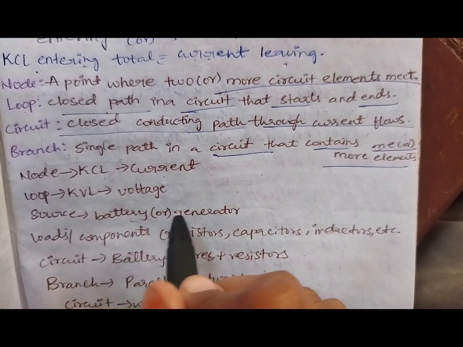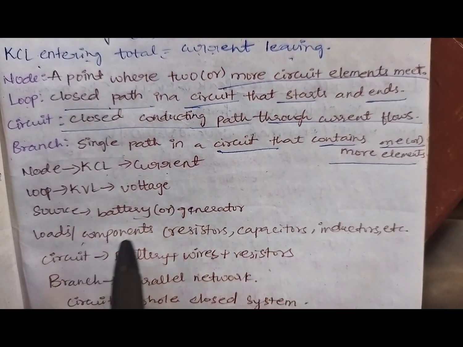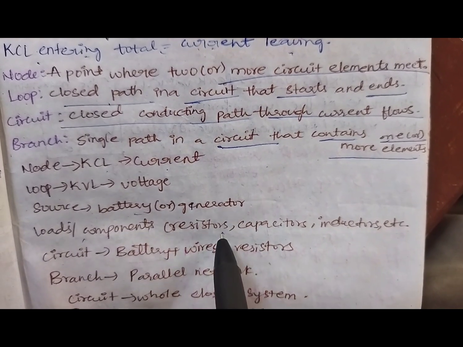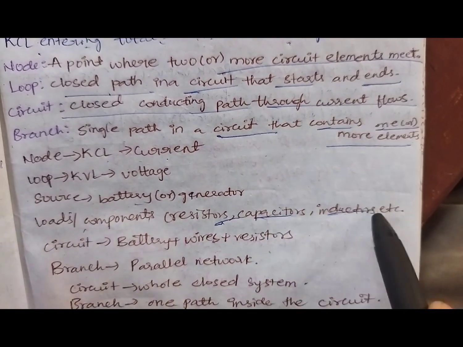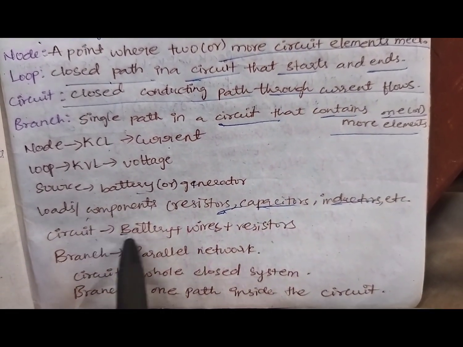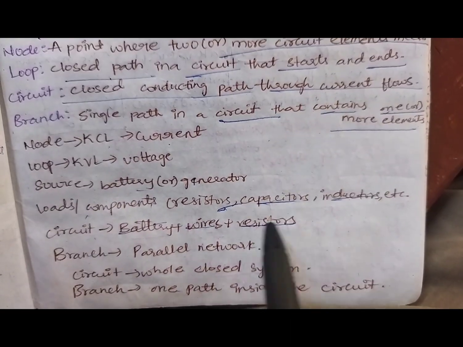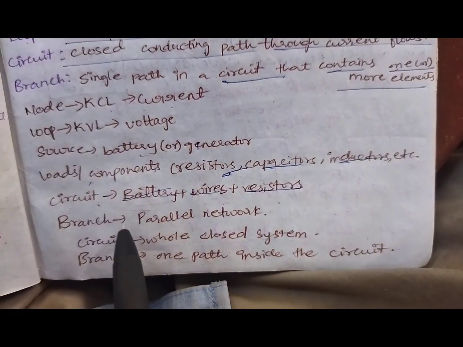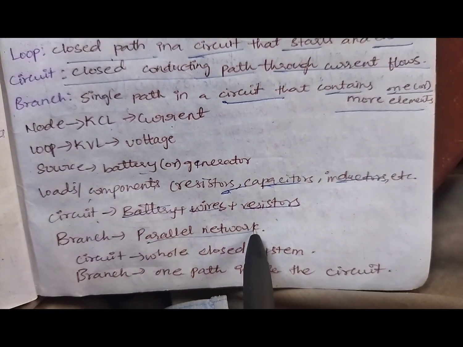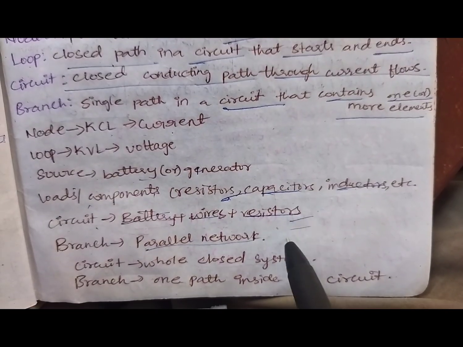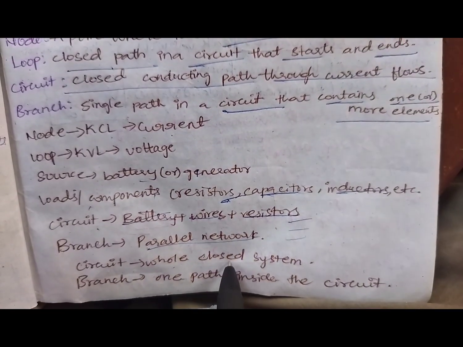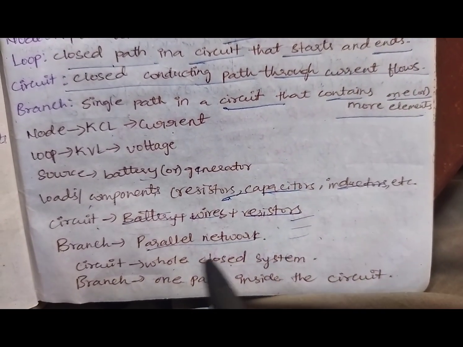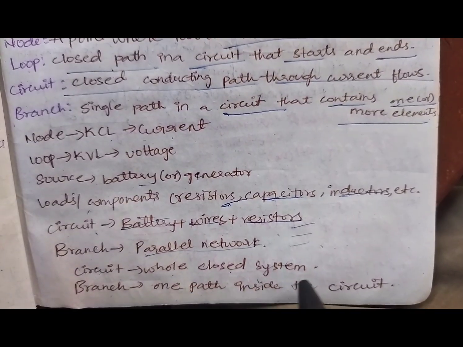Source is a battery or generator. Load is a component like a resistor, capacitor or inductor. A circuit is a battery with wires and resistors; these together are known as a circuit. Branch, like a parallel network. Circuit is the whole closed path. Branch is one path inside the circuit.